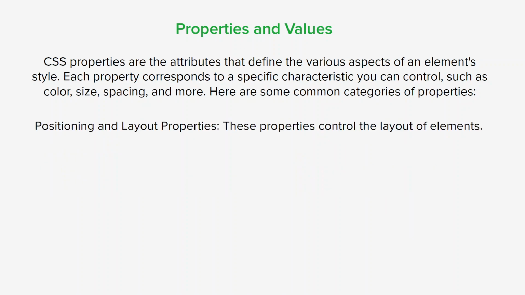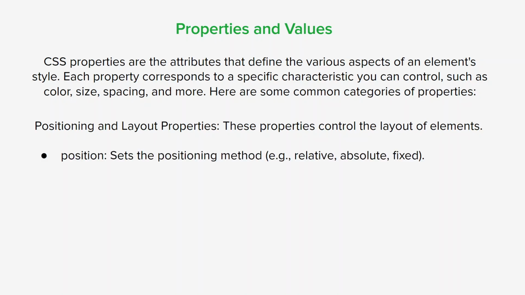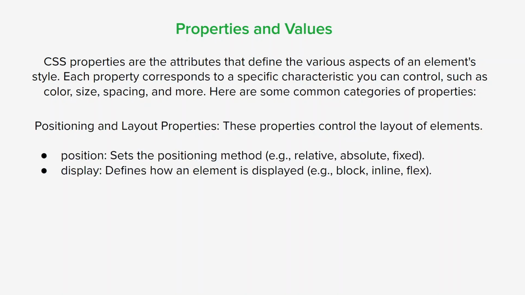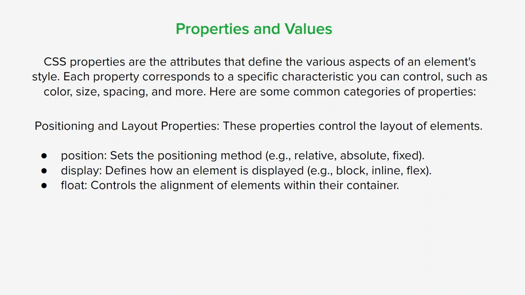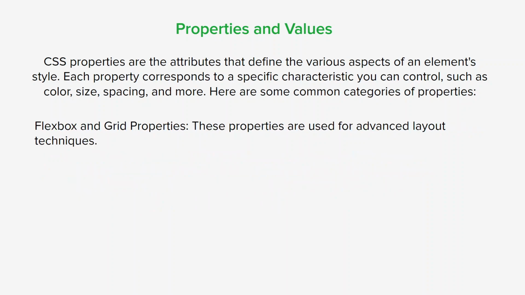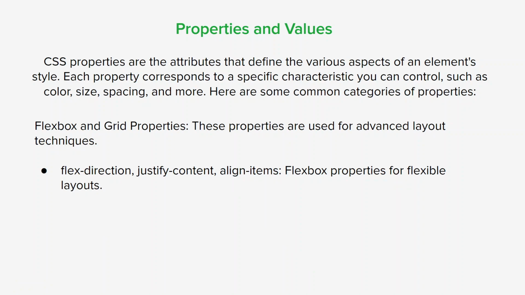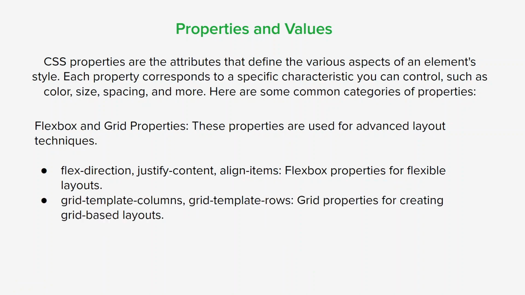And then you've got positioning and layout properties, and these properties control the layout of elements using values like position, display, and float. Then you have flexbox and grid properties as well, and these properties are used for advanced layout techniques, things like flex direction, justify content, and these allow for flexible layouts. And then you've got grid template columns and grid template rows, and grid properties for creating grid-based layouts.